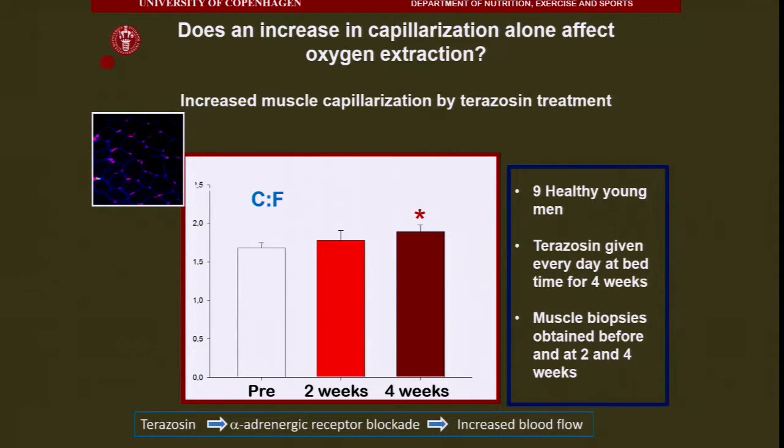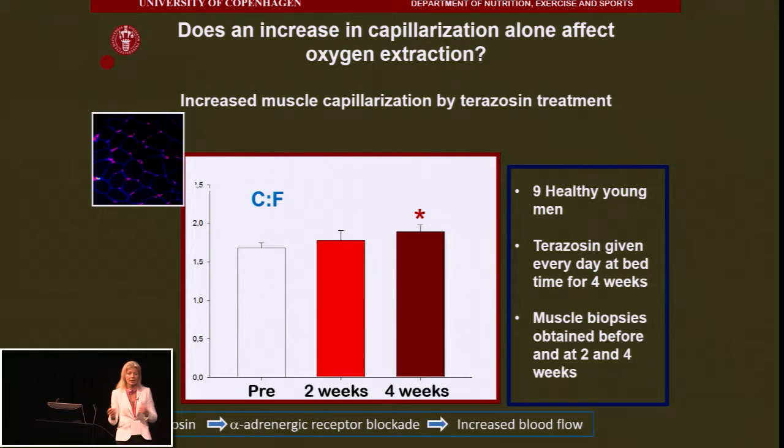tried to do this based on the very excellent studies by Stuart Eddington and Olga Lischka and their groups. What they've done is they've taken an alpha-adrenergic receptor blocker, terazosin, giving it to rats in the drinking water, looked at the effect on capillarization, because what alpha-adrenergic receptor blockers do is that they increase blood flow, you get an increased shear stress, which we know is a stimulator for capillarization.